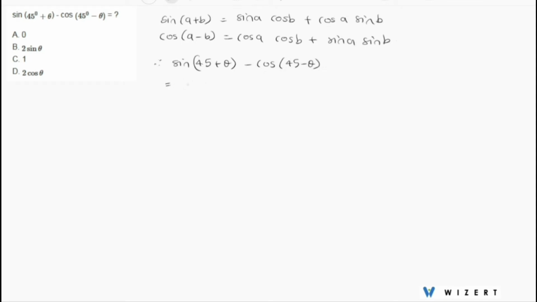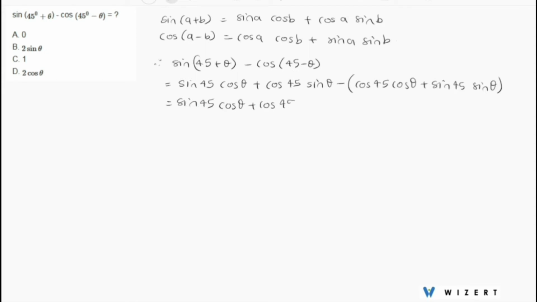will be equal to sin 45 cos theta plus cos 45 sin theta minus cos 45 cos theta plus sin 45 sin theta. Now here if we open the bracket we get sin 45 cos theta plus cos 45 sin theta minus cos 45 cos theta minus sin 45 sin theta.